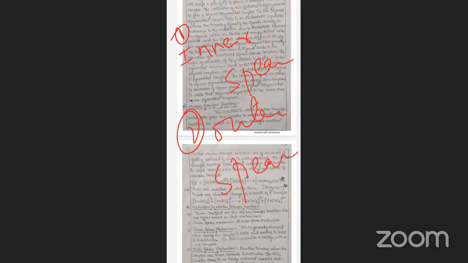One is the inner sphere. This is the first one. The second one is the outer sphere mechanism. What is the mechanism involved in this reaction? Inner sphere mechanism, very very important. Both are important. Inner sphere mechanism, how to transfer the electron?